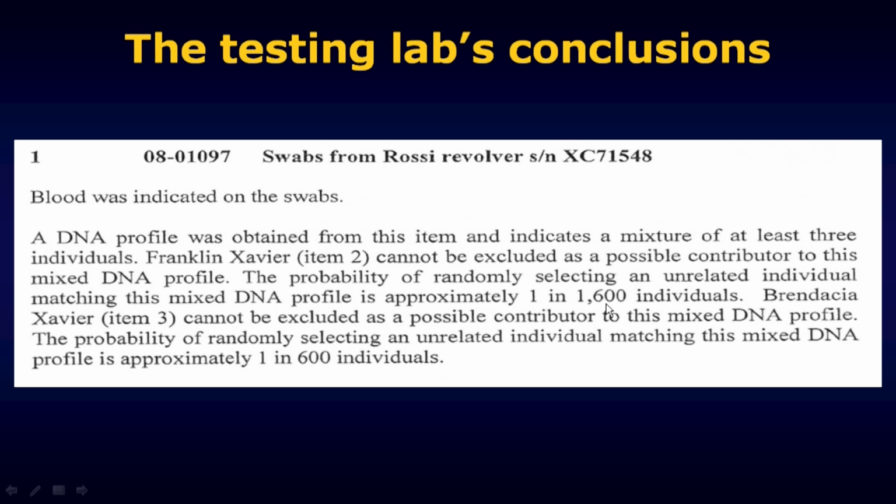In other words, you might have to look at almost 2,000 people before you found somebody else who would be included the same way that Franklin Xavier was. They go on to say that his wife, Brendacia Xavier, also can't be excluded as a possible contributor to this mixed profile. And they go on to report a statistic. They say the chance that a randomly chosen unrelated individual would similarly be included is 1 in 600 individuals.